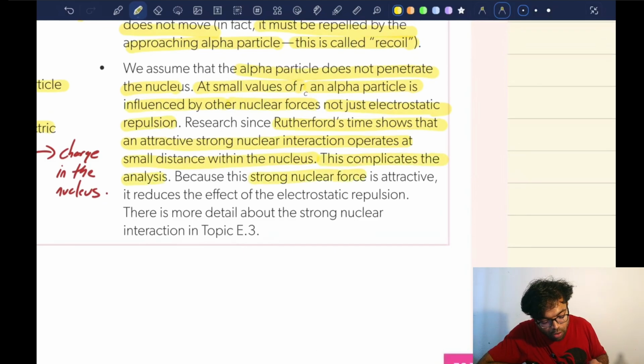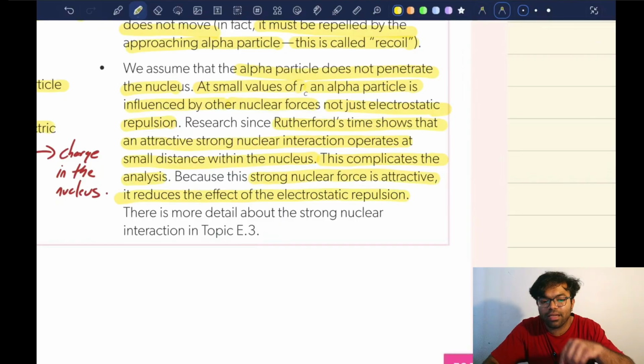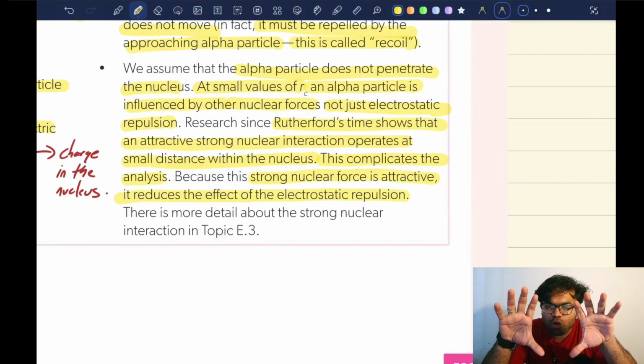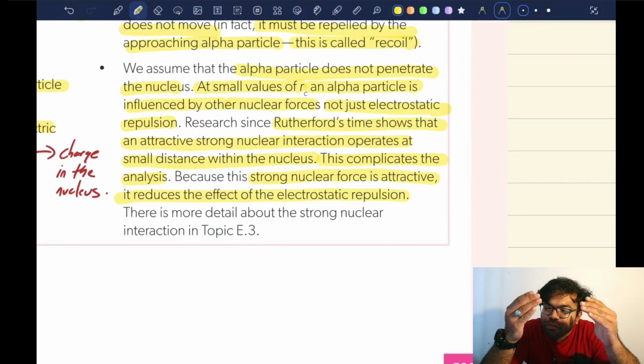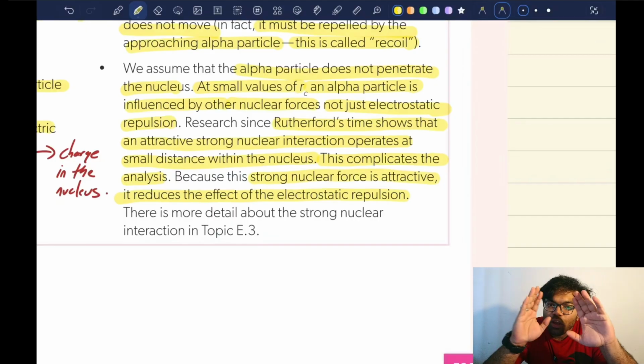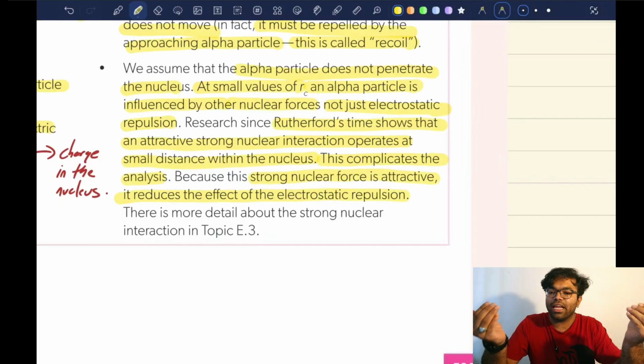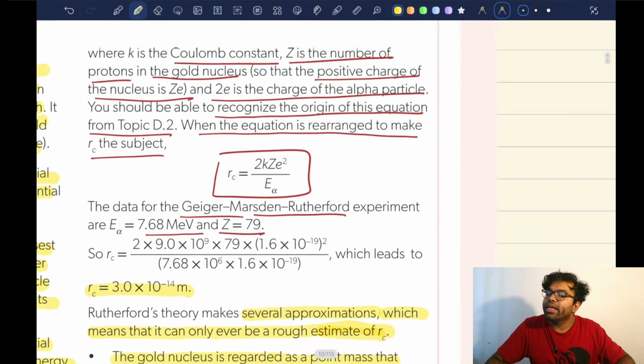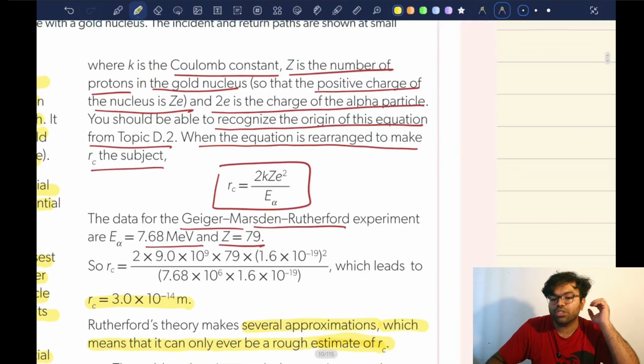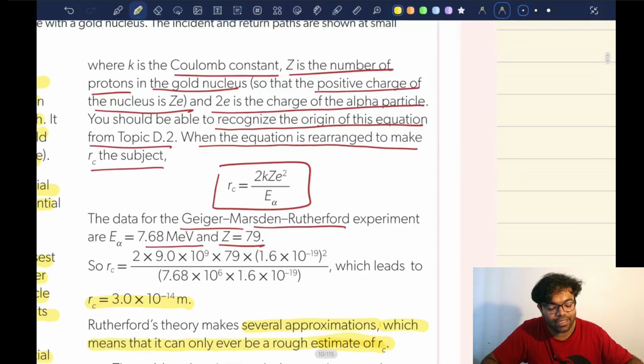Because this strong nuclear force is attractive, it reduces the effect of the electrostatic repulsion. That means when the alpha particle is brought very close to the nucleus, instead of repelling it, a new kind of force is getting involved. So here Rutherford did not take this force into consideration. He was only interested in the electrostatic repulsive force.